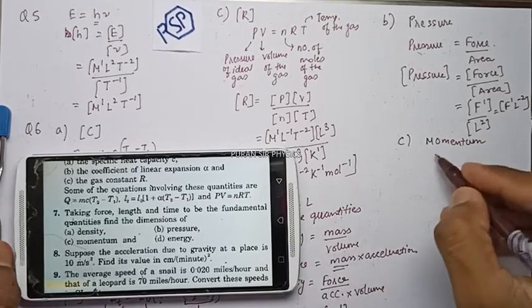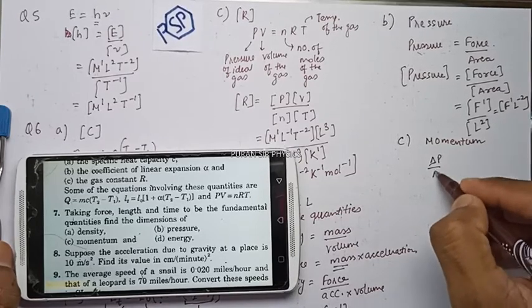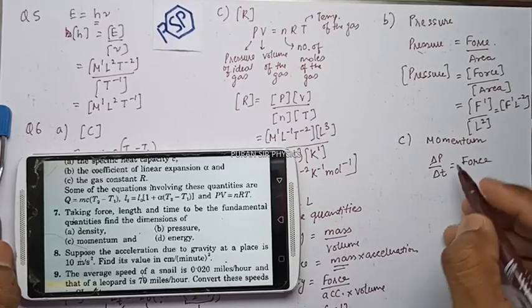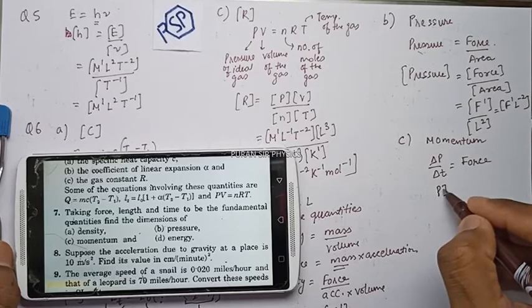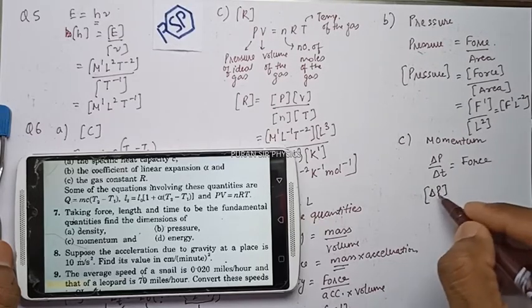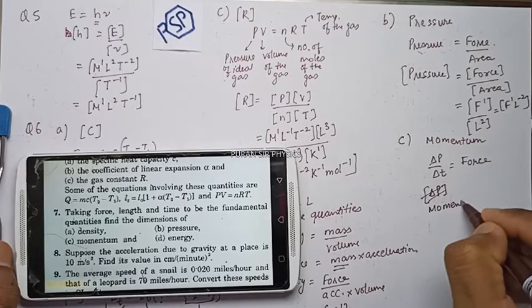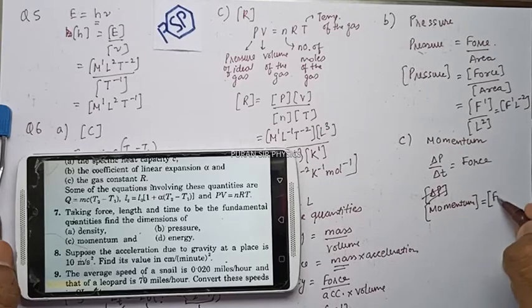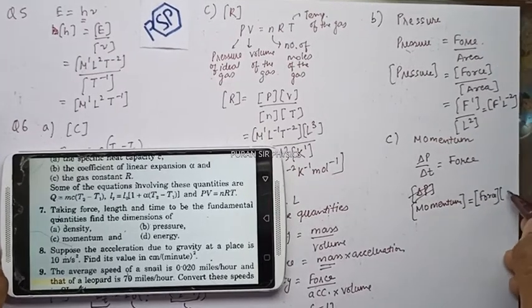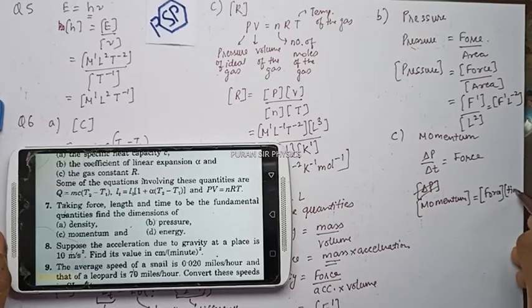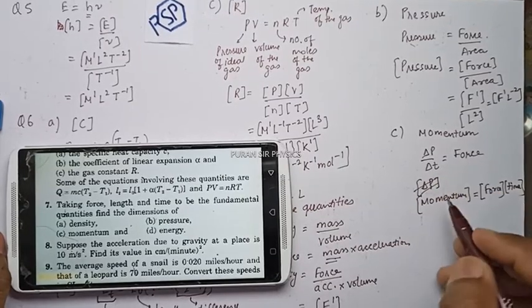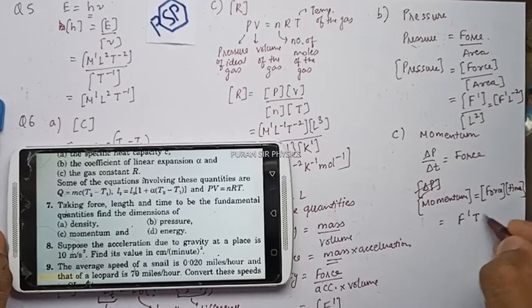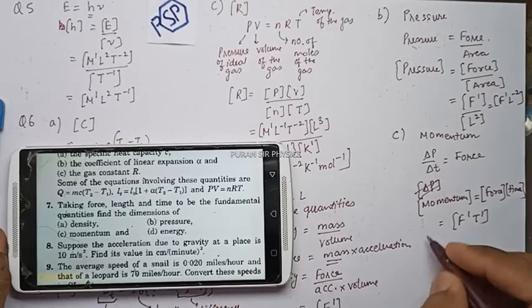Okay, by Newton's second law, the rate of change of momentum is equal to force. So we can say the dimension of momentum will be equal to the dimension of force multiplied by the dimension of time. We multiplied that T there. So from here we will get F raised to power 1 T raised to power 1. So this is the answer of part C.